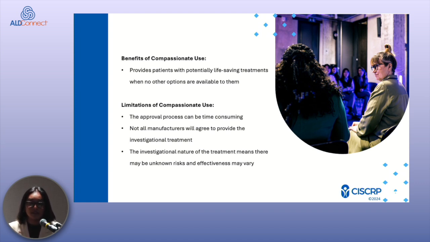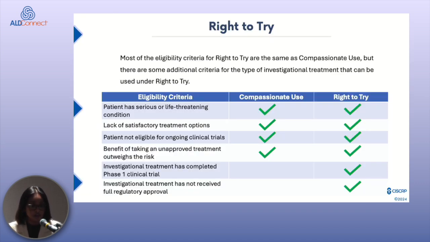Now we're going to talk about another one called Right to Try. And this Right to Try has a lot of similarities with compassionate use, but there are some key differences that I'm going to highlight here. So the first two is that they have two additional eligibility criteria. First of which is the investigational treatment has completed phase 1 clinical trial at least. And then the second one is that the investigational treatment has not yet received full regulatory approval.